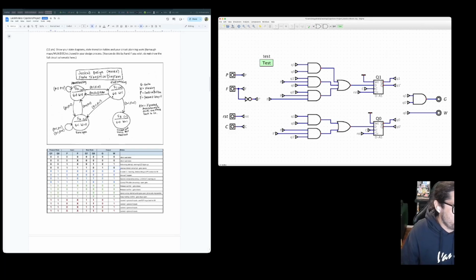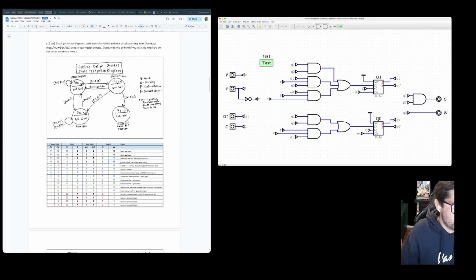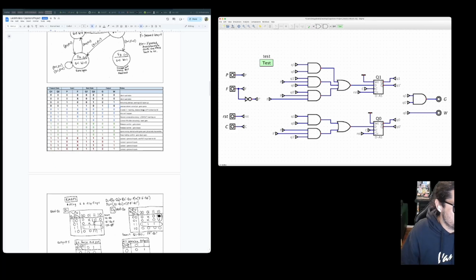Back at state 1, if the password is entered correctly, it goes into state 2 where the gate opens, no warning light. It loops if P is 1 and F is 1, and same with P is 1 and F is 0, it stays in state 2. The only way to get back to state 0 is to let go of P, that's the flow that we implemented. And there's an asynchronous reset to reset the whole thing.